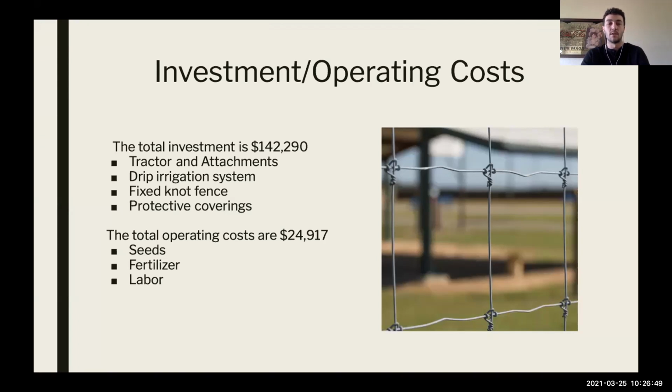Then you have the drip irrigation system, which includes the pump, as well as all the drip emitters and the tubing as well. Then you have the fixed knot fence to go around and protect the crops from livestock and hogs and deer. Then is the protective coverings to protect from wind, hail, and sun. And then at the bottom we have the total operating costs, which are just under $25,000. That includes the seeds, fertilizer, and the labor.